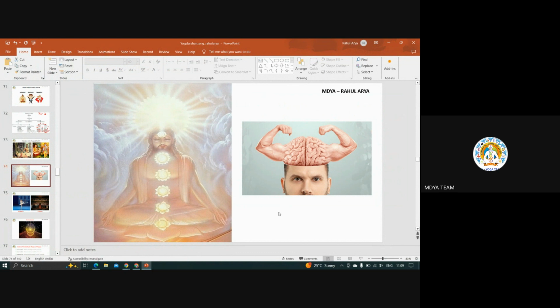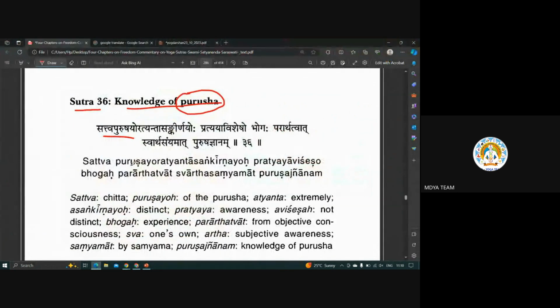Sir, mahat, also called buddhi, is very close to the purusha and prakriti. Because of being very close, it assumes itself to be the purusha or the prakriti. So when sattva guna is dominant, that is when the person can realize the true self. Excellent, excellent. Now we are going to the next step.